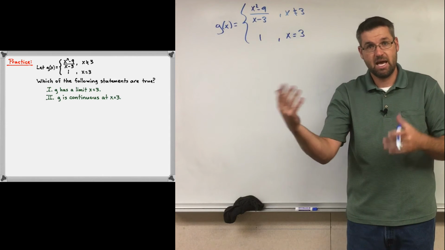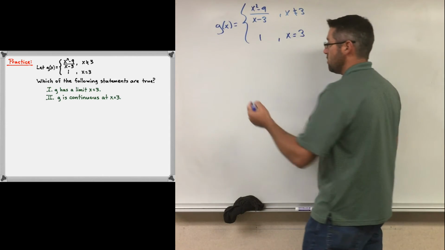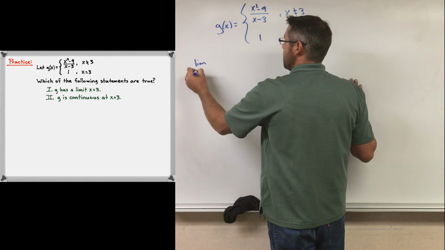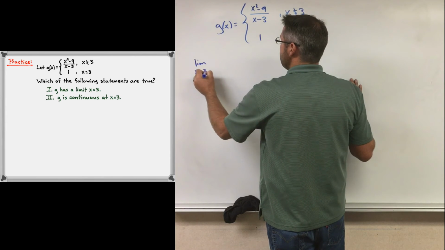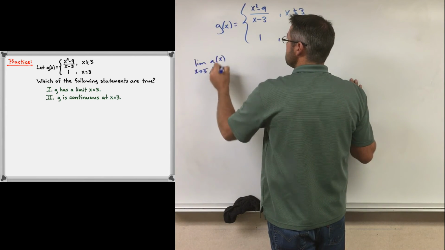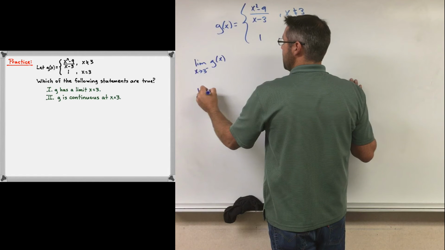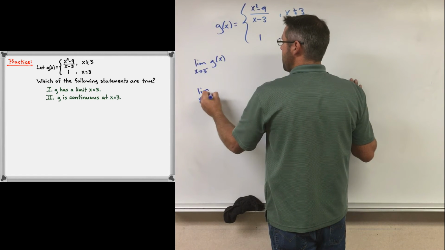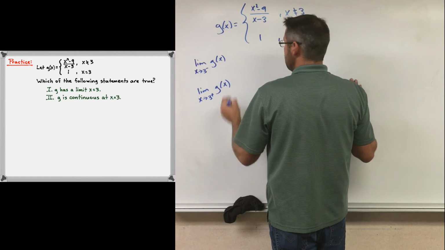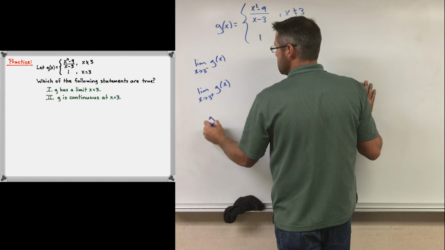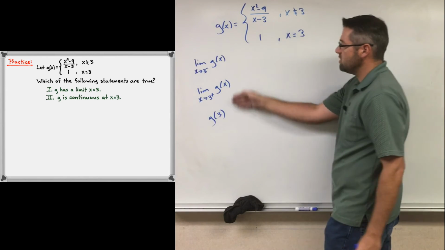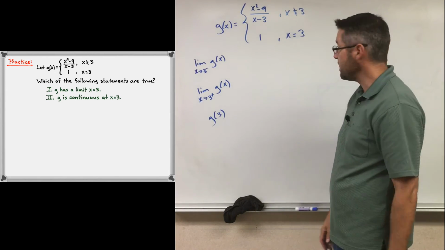Well, the left-hand limit has to match the right-hand limit. So let's go ahead and figure that out. The limit as x approaches 3 from the left of g of x, and we've got to figure out the limit as x approaches 3 from the right of g of x. And then ultimately, we're also going to have to figure out g of 3. If we can figure out these three things, we can answer this question pretty easily.